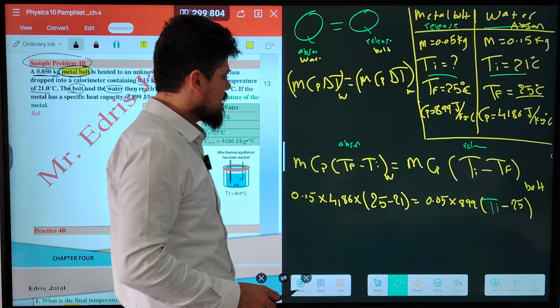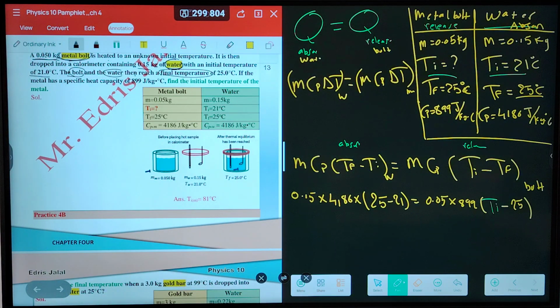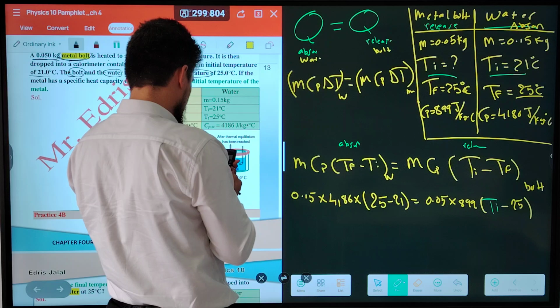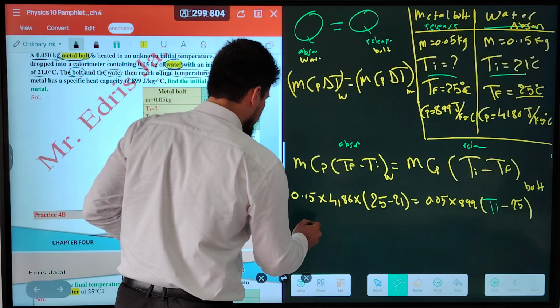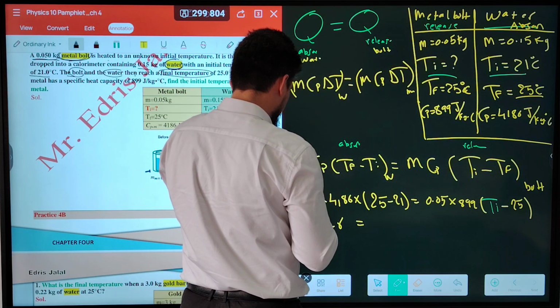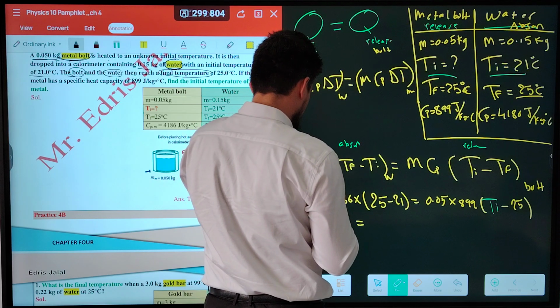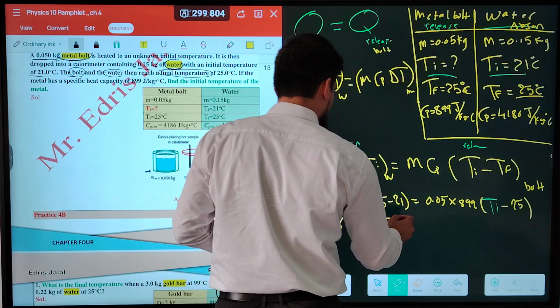Okay, so mathematically you can calculate it by calculator. Guys, look. 25 minus 21 is 4. 4 times 4,186 and times 0.15, I got 2,511.6, which is equal to 0.05 times 899, which is 44.9, approximately 45.